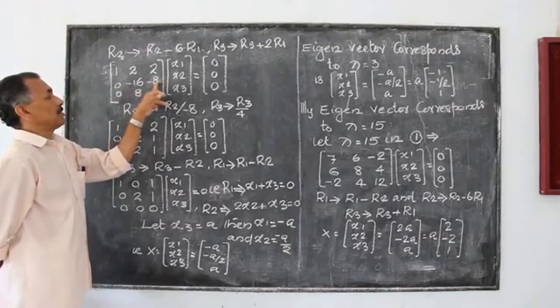First, R1 minus R2: 1 minus 0 is 1, 2 minus 2 is 0, 2 minus 1 is 1. Then R3 changes to R3 minus R2: 0 minus 0 is 0, 2 minus 2 is 0, 1 minus 1 is 0. So the matrix times x1, x2, x3 is equal to 0. This gives x1 plus x3 is equal to 0, and from R2, 2x2 plus x3 is equal to 0.